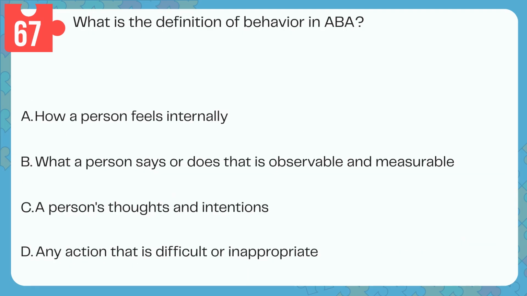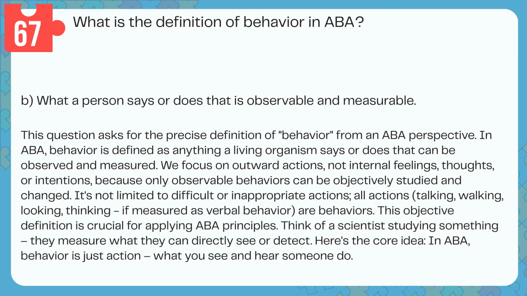Question 67. What is the definition of behavior in ABA? A. How a person feels internally. B. What a person says or does that is observable and measurable. C. A person's thoughts and intentions. D. Any action that is difficult or inappropriate. Answer. B. What a person says or does that is observable and measurable.